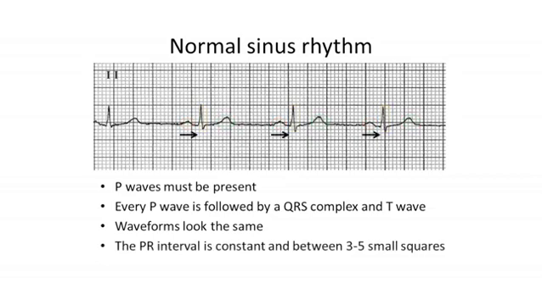This indicates that the same electrical events are happening over and over again, and there is a normal connection between the atria and the ventricles. The heart rate is also usually regular, and this can be confirmed by looking for consistent intervals between the peaks of neighbouring QRS complexes.